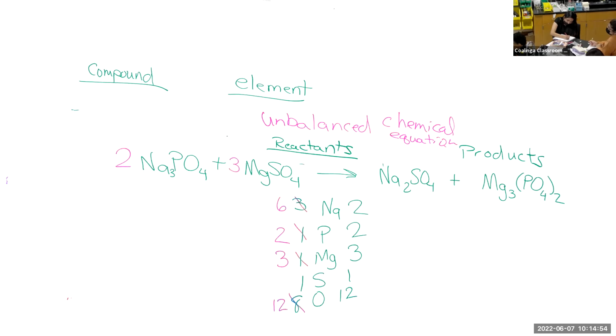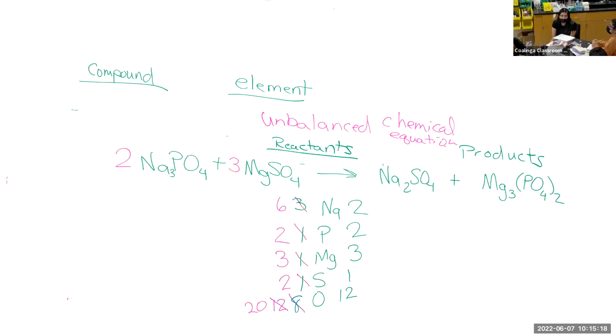How many sulfurs do we have? 3. And how many oxygens? 3 times 4, 12, plus 8, 20. Okay, are we good? Balanced?